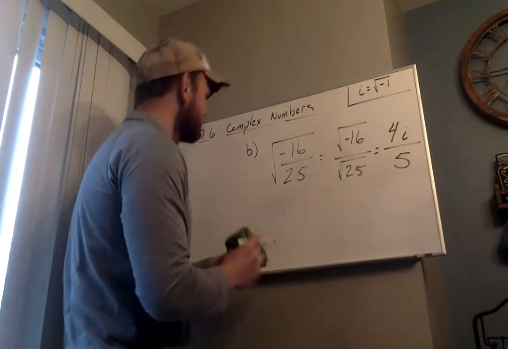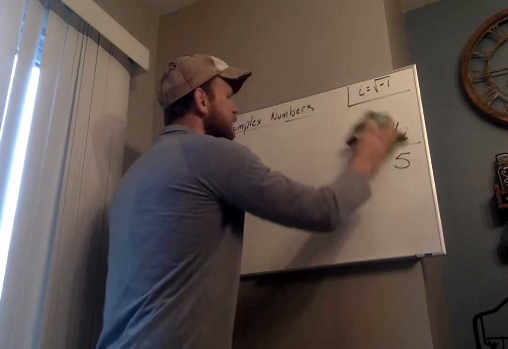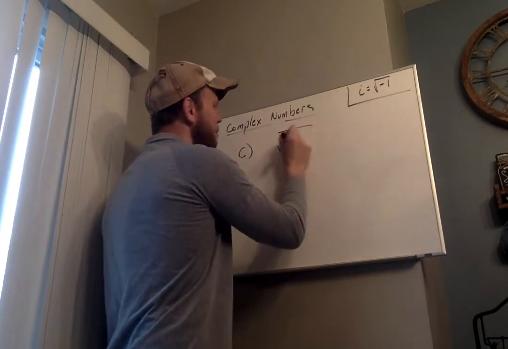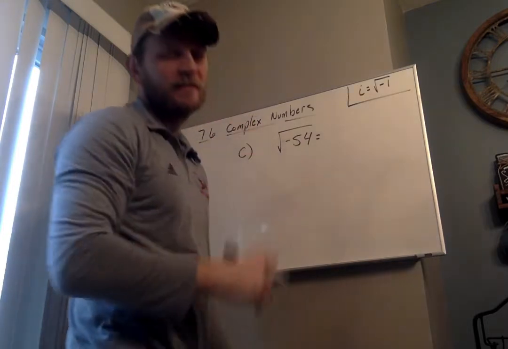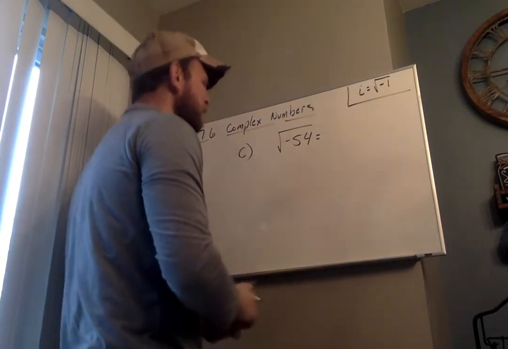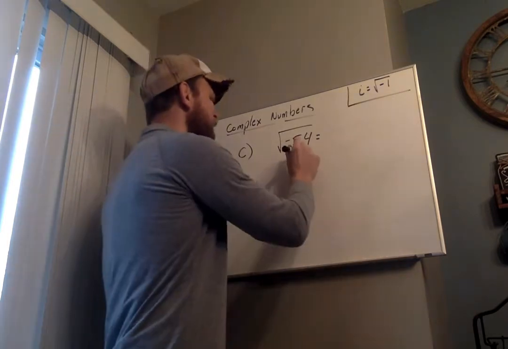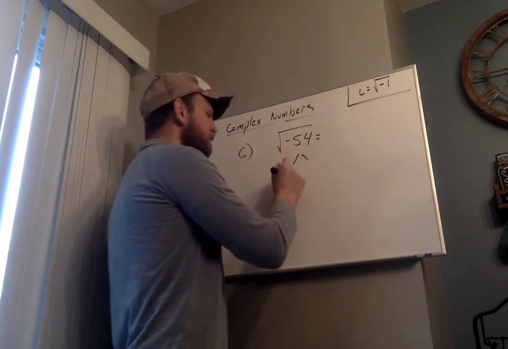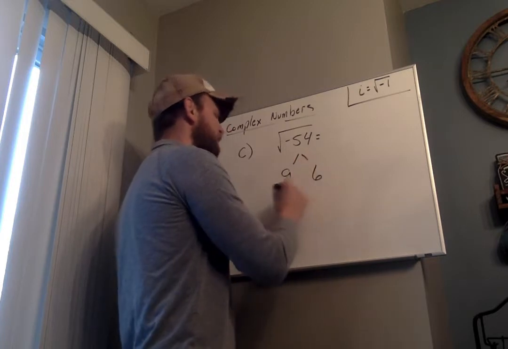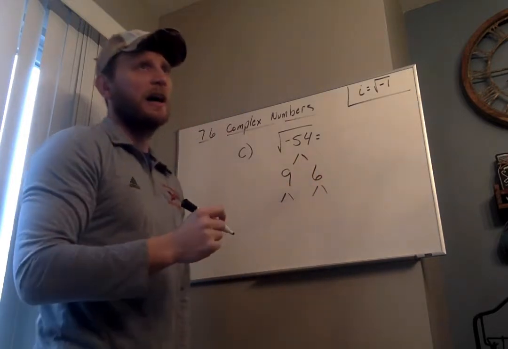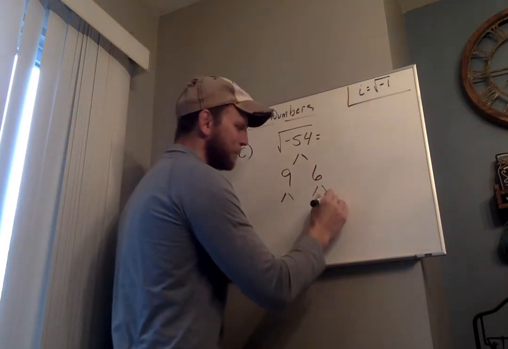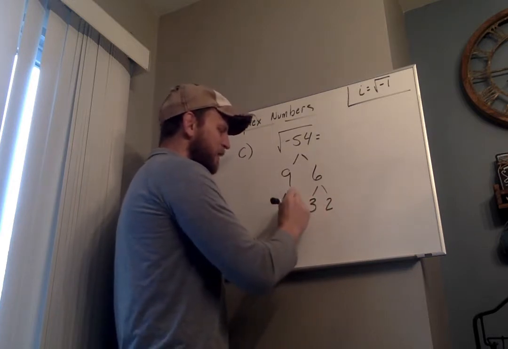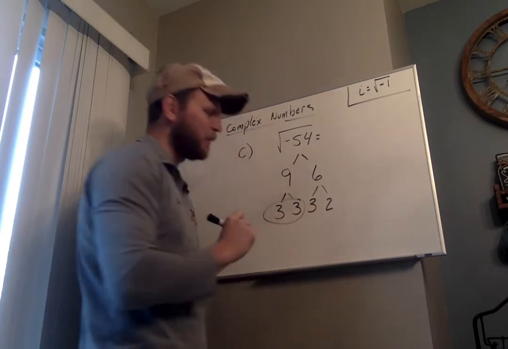Okay. Now let's go to C. Okay. And C is the square root of negative 54. All right, so let's first just view this as 54. Give me two numbers, Nina, that go into 54. 9 and 6, perfect. Give me two numbers that go into 6, Reuben. 2 and 3. And Mr. Davis, what do you got for 9? 3 and 3.